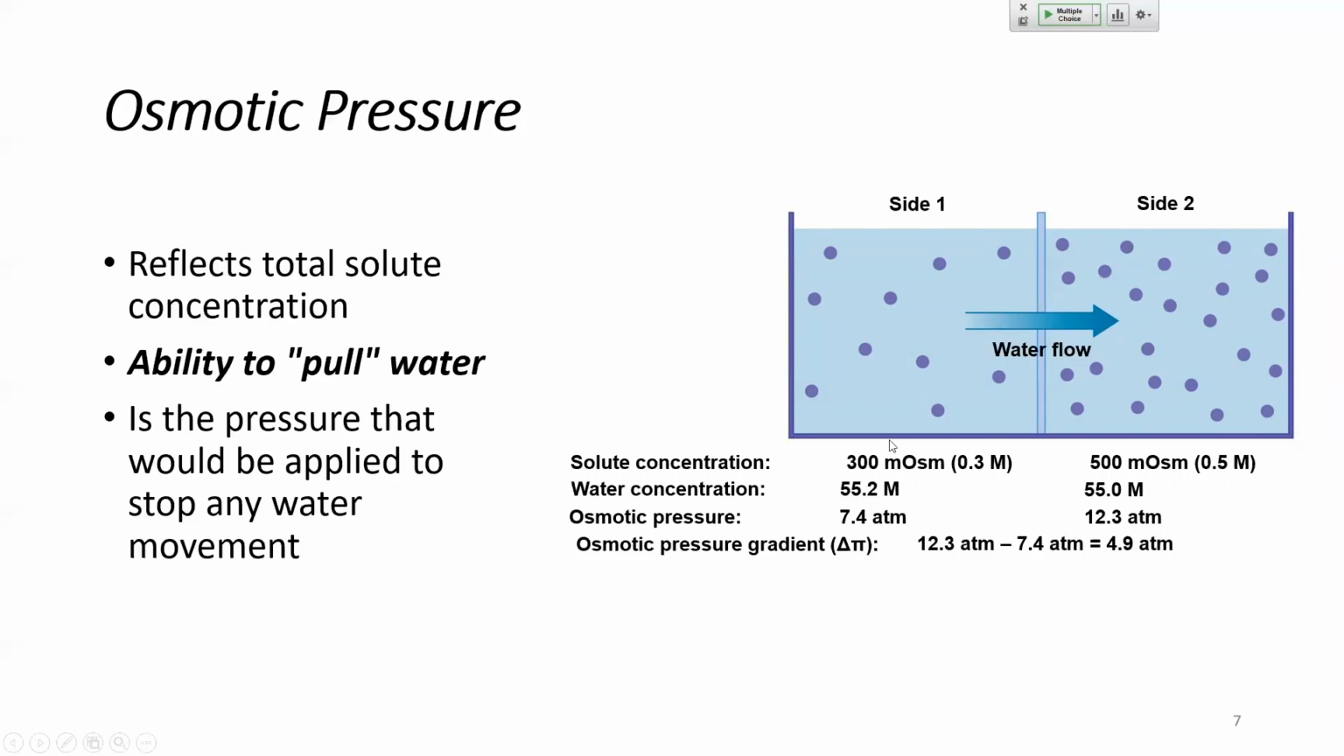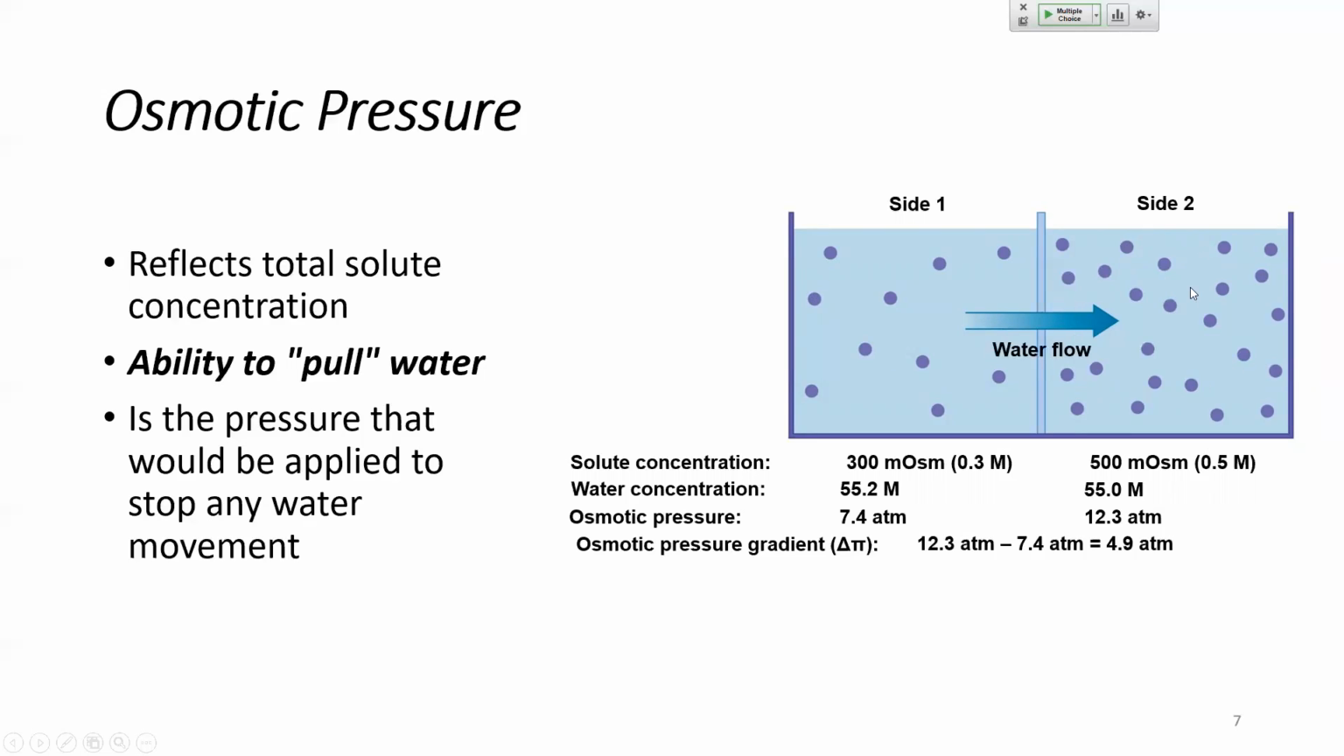Okay? So if you look at the relative solute concentrations, we have 300 milliosmoles on side 1, 500 milliosmoles on side 2, and that gives us a differential water concentration of 55.2 versus 55.1. So we can then describe different osmotic pressures. Okay, so there's 7.4 atmospheres, which just represents the force that water wants to stay on this side, and 12.3 atmospheres, which is the force with which water wants to move to this side.